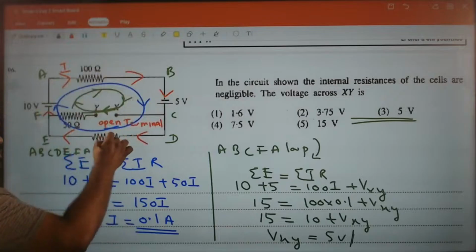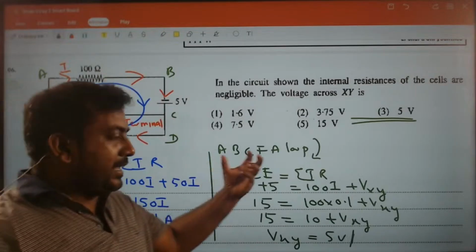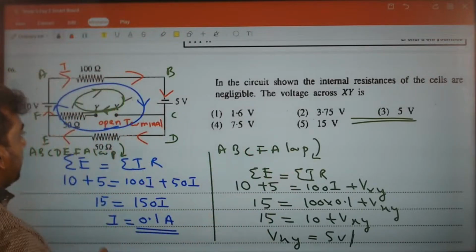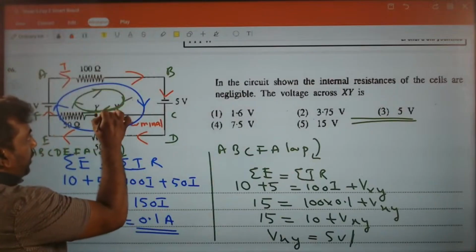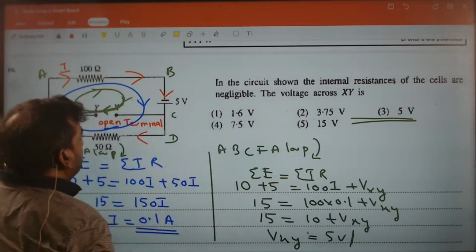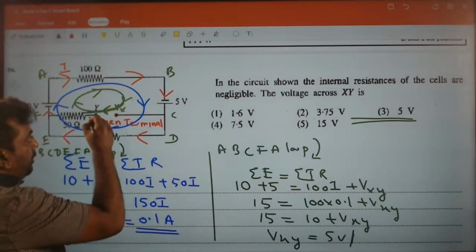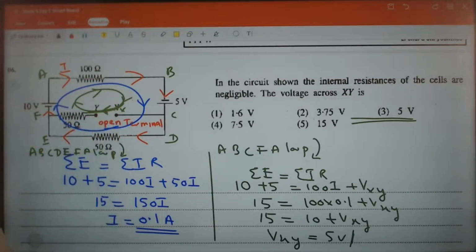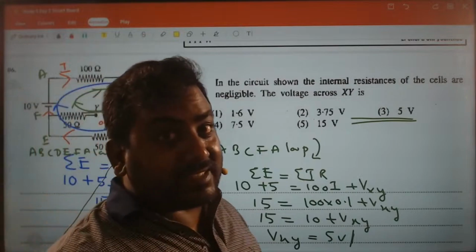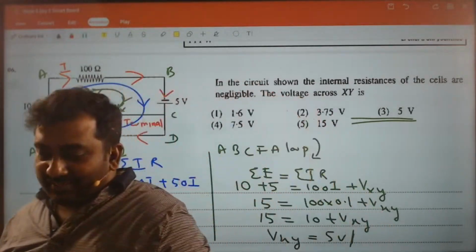So apply the bigger loop, then you apply the smaller loop. Remember the loop arrow is going from X to Y, so Vxy. Can you remember terminal potential difference the way I taught you? That exact way.